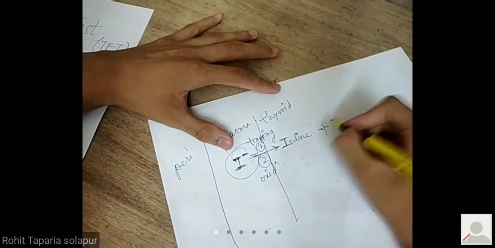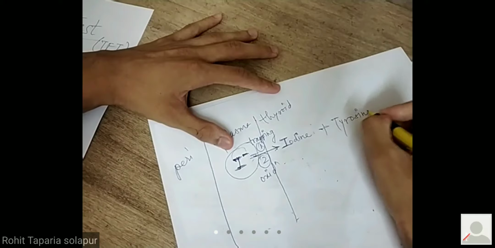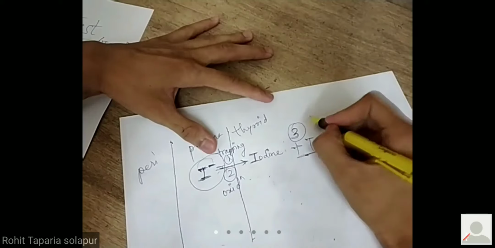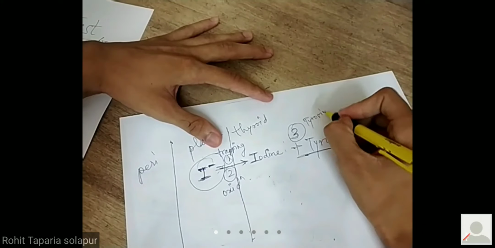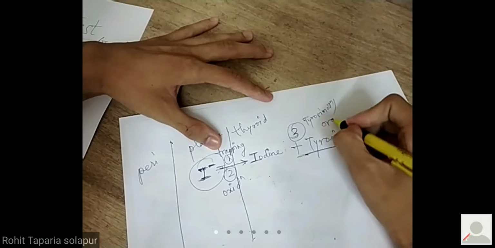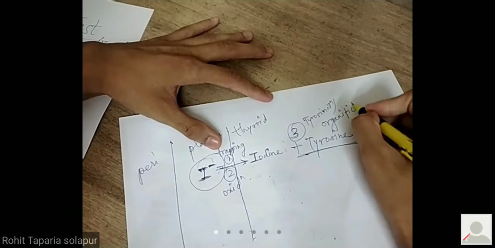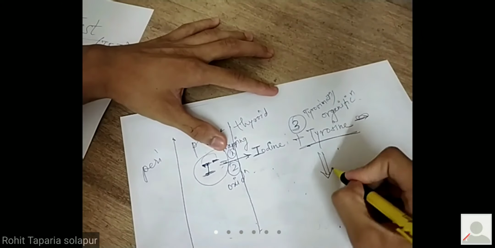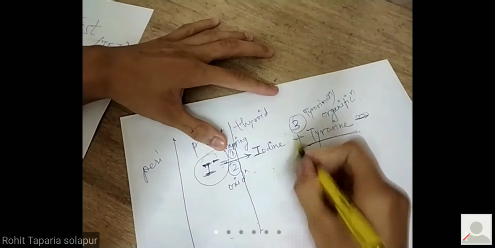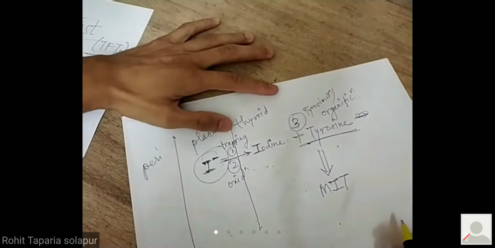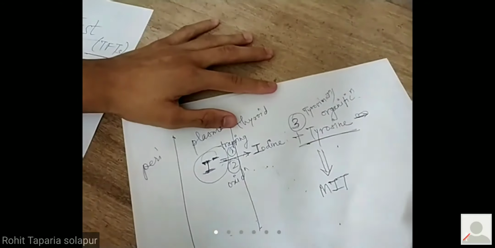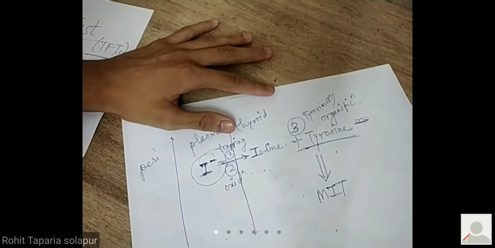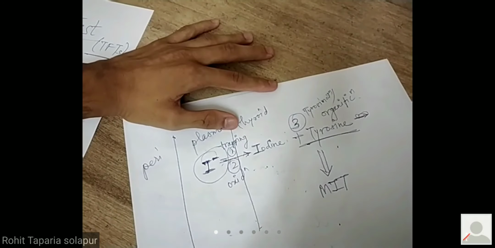Then it is added with tyrosine amino acid. Okay, so this is step 3, that is tyrosination, also known as organification. And then this will lead to formation of a product, that is monoiodotyrosine. Okay, or monoiodotyrosine molecule.